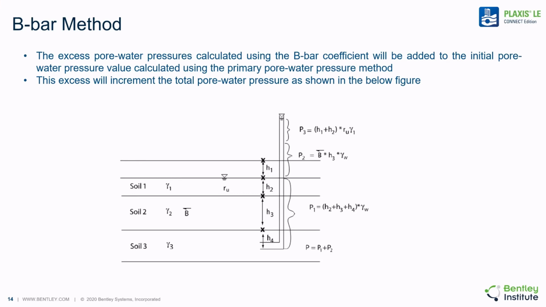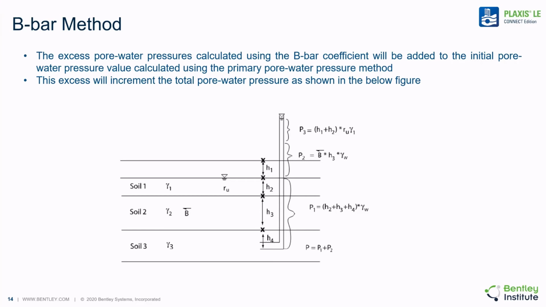The B-bar method is also implemented in the software to define excess pore water pressures in a particular layer. In the figure below, it shows the calculation of total head in a 3-layer system. The water table is measured to be halfway up the top soil layer, as denoted by soil number 1.